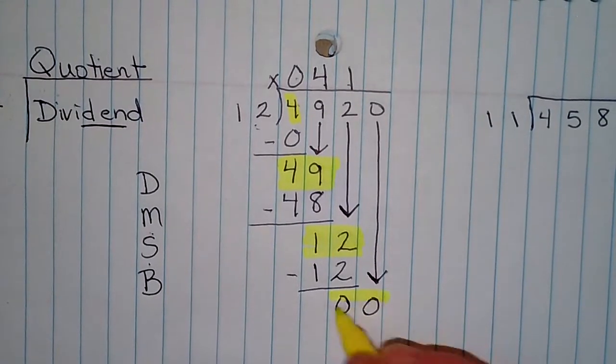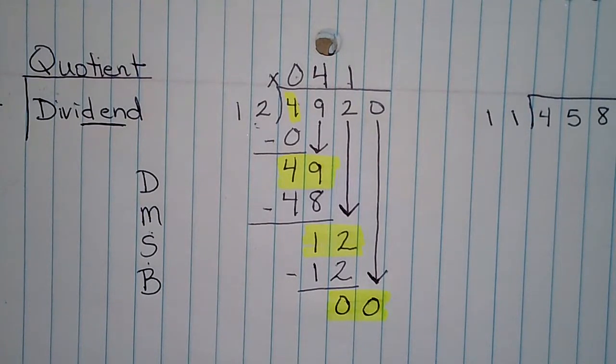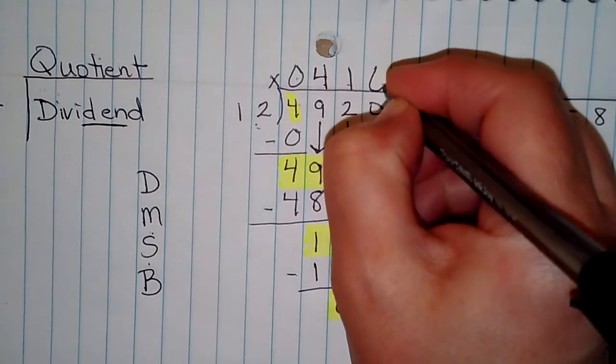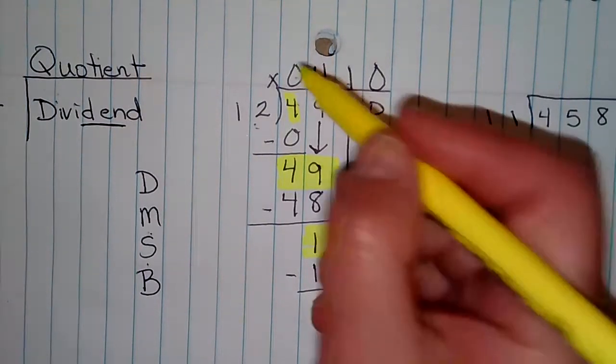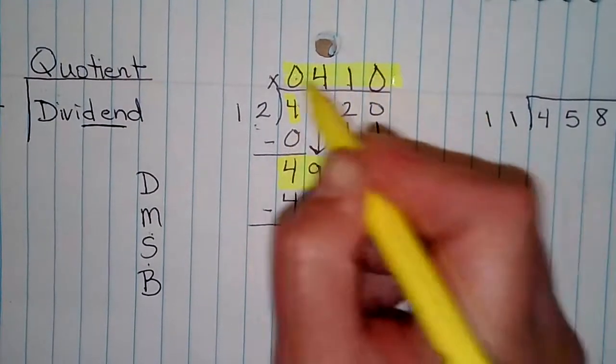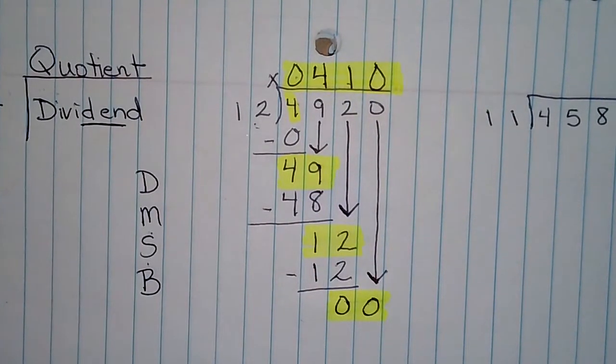Now we're looking at 0 divided by 12, and we know that you just can't do that, okay? It goes 0 times. You can't make a group of 12 out of 0. So we're going to put a 0 here. We are out of numbers. We're done. So the quotient, or the answer, to 4,920 divided by 12 is 410.